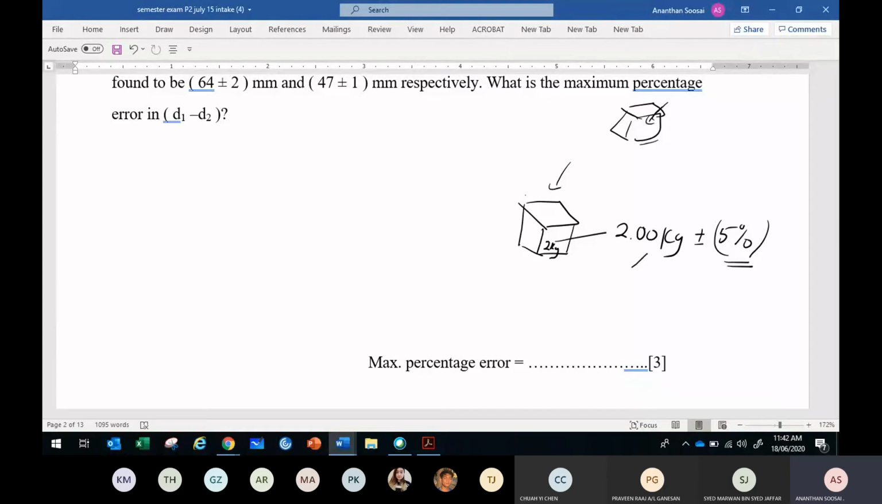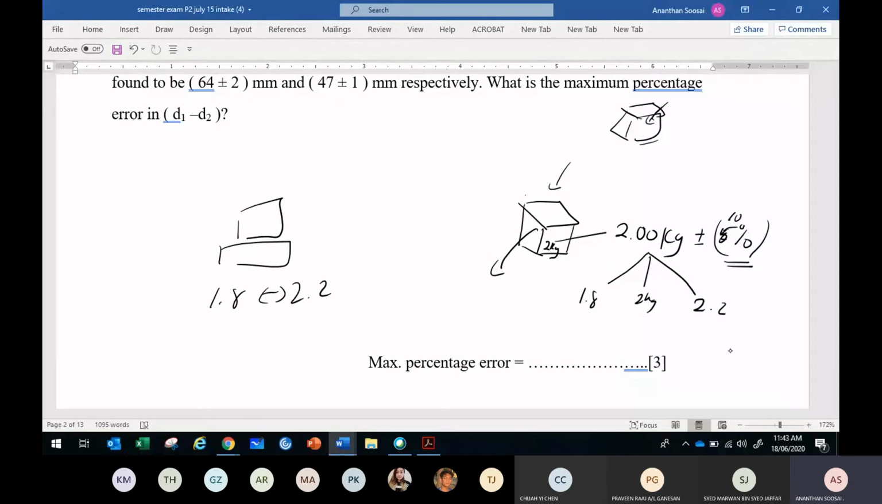It means the actual reading is 2 kg, but it can be 5% of the 2 kg more. To be easy, let's say 10%. So 10% of 2 kg is how much? 0.2. So the maximum it can go is 2.2, and the minimum is 1.8. So when you purchase this, in your mind, you must set the reading. When you weigh it on your weighing scale, the reading could be from 1.8 to 2.2.